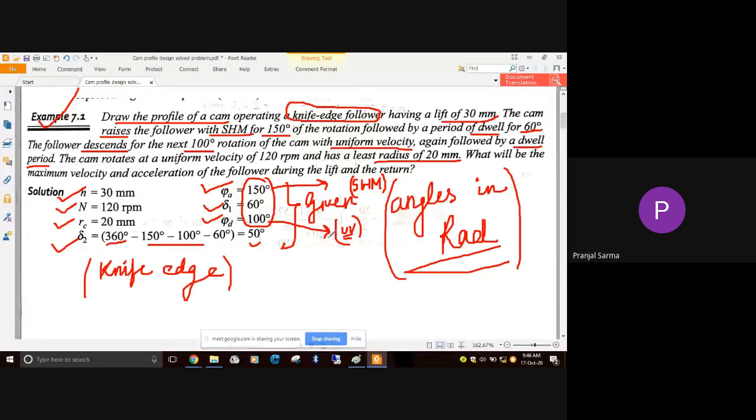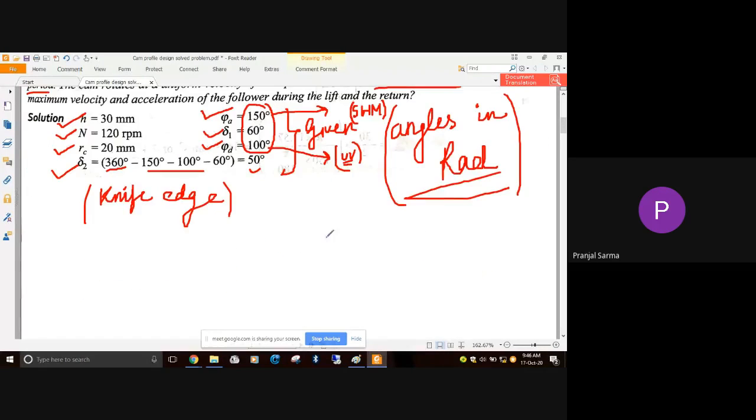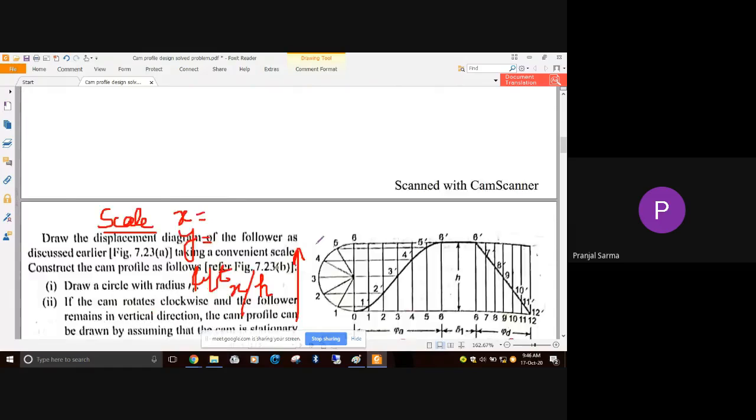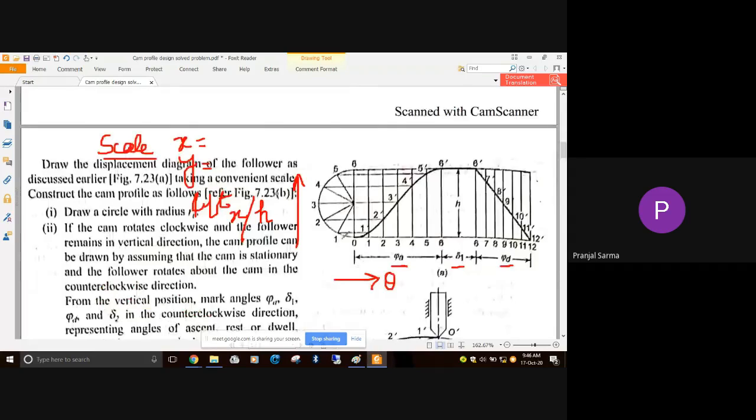So maybe you can consider 20 degree, or 25 degree or 30 degree, whatever, along the x-axis as, suppose, 1 centimeter. Because we are going to draw in length terms, but along the x-axis the length denotes angles. So along the x-axis, suppose 20 degree equal to 1 centimeter we have denoted.